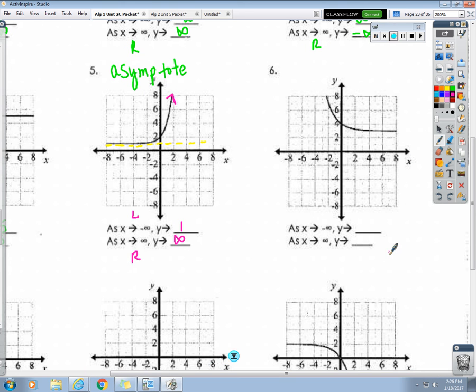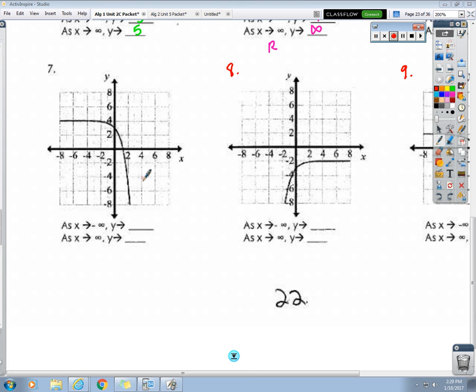Okay, number 6. In this one, we also see that we have an asymptote. Where is the asymptote? 3. See how it levels out right there between 2 and 4 at 3? So as x approaches negative infinity, which means as you go to the left, the y values are doing what? They're going up. But as x approaches positive infinity, as you go right, the y values are approaching the asymptote, which is at 3. Okay, so take a second and try 7, 8, and 9.